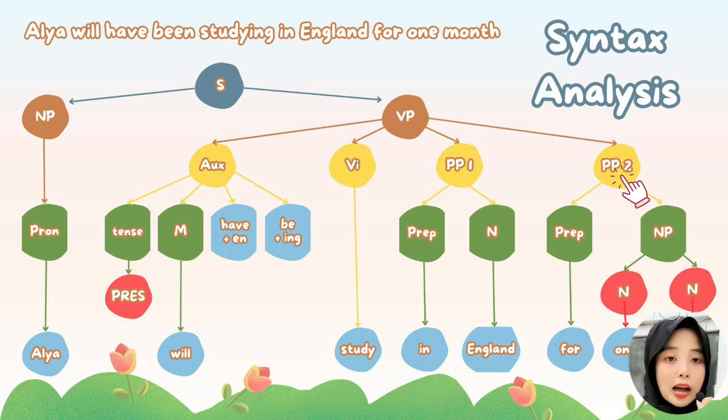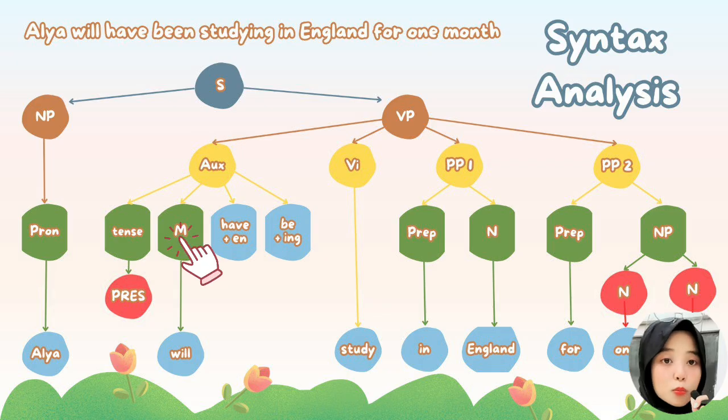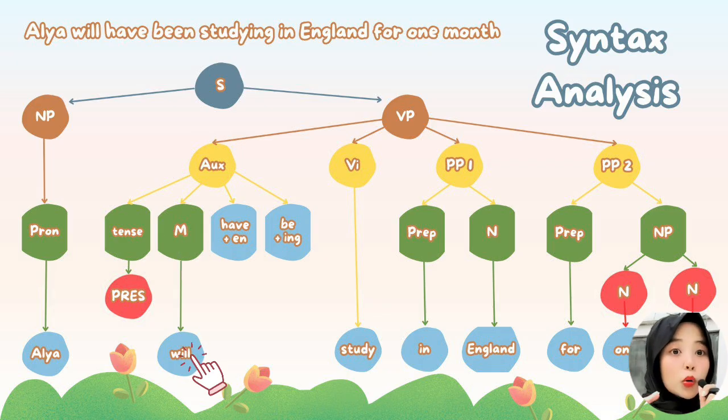The first is aux, or auxiliary. There are four branches in here. The first branch is tense. And the tense in the sentence is pres, or present. Why? Because you can see beside the tense there is an M branch, M for modal, and the modal in the sentence is will. Oh, okay, so the tense in this sentence is present future.